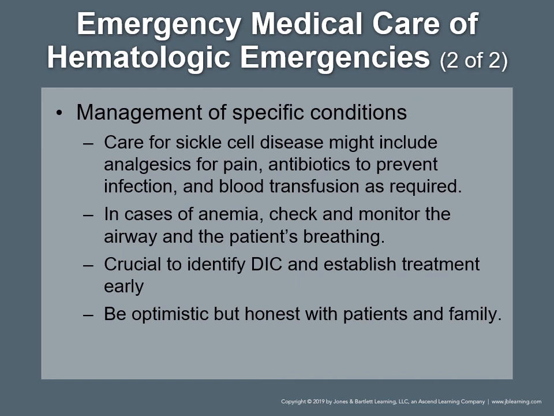Although patients with hemophilia may require IV therapy in cases of unstable hypotension, understand that the patient actually needs a transfusion or plasma. It is crucial to identify DIC and establish treatment early. Maintain the patient's airway, administer supplemental oxygen, and treat the patient for shock. Be optimistic but honest with patients and family.